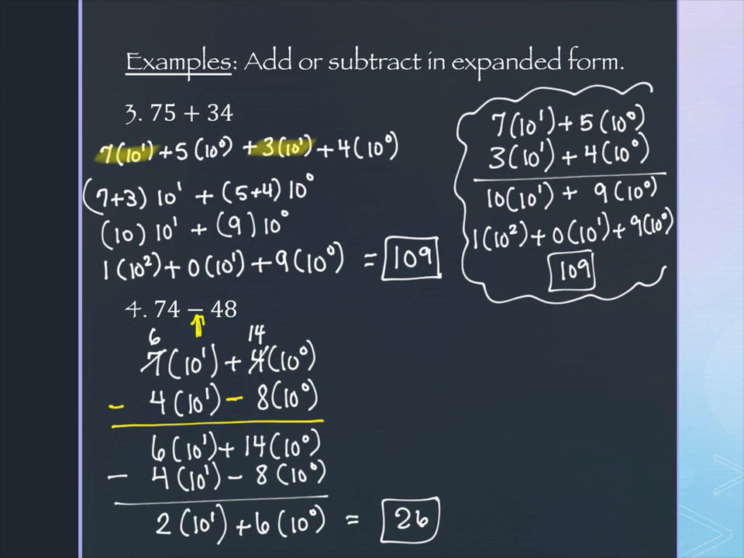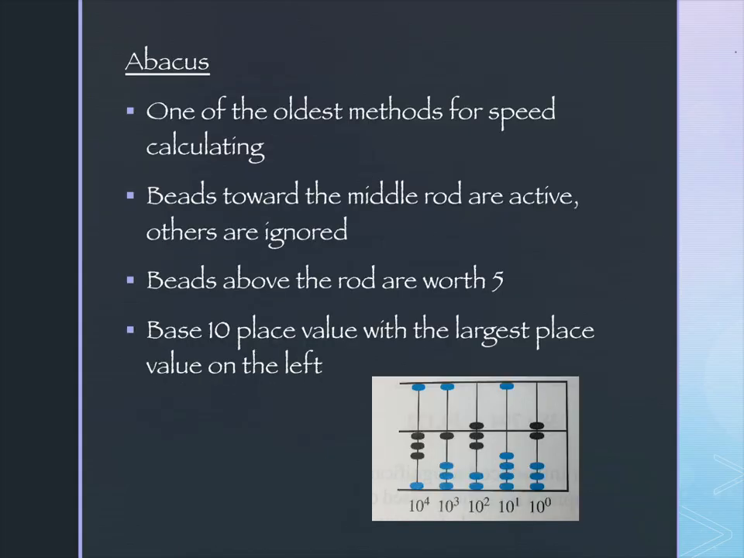All right, there are 2 more things in this section. The next one we're going to take a look at is a very old school device. It's called an abacus. Have you heard of an abacus before? Okay, good. So we're going to take a look at one version of an abacus. It's a very common abacus version, but not the one that everybody's always seen. So an abacus is one of the oldest methods for speed calculating, okay?